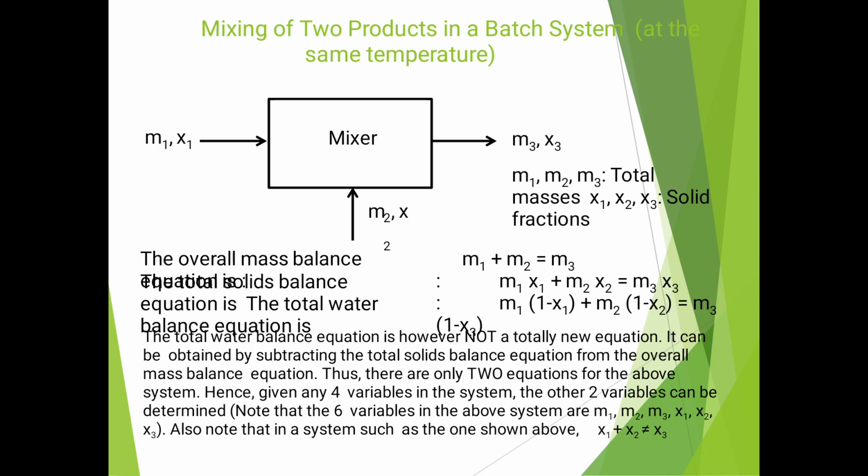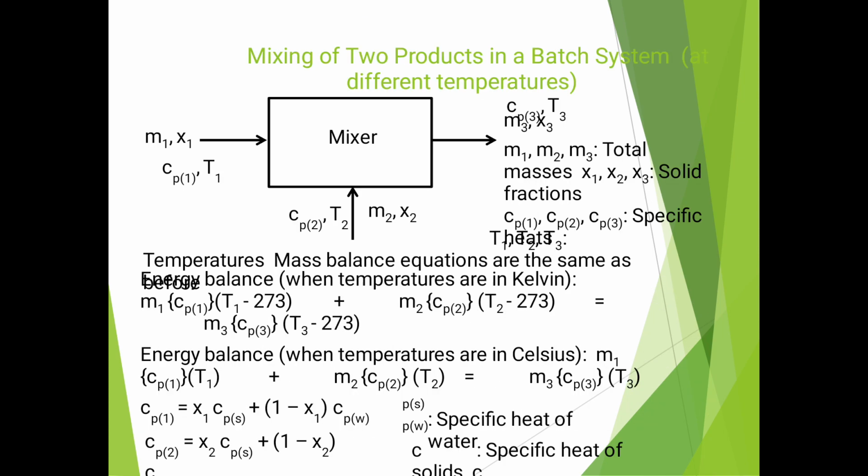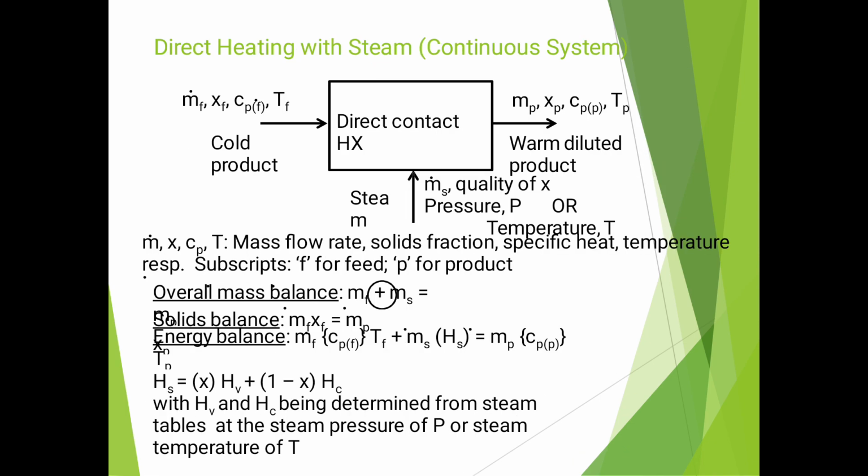Hence, given any four variables in the system, the other two variables can be determined. Note the six variables in the above system: M1, M2, M3, X1, X2, X3. Also, X1 plus X2 is not equal to X3. For two different products, the specific heat of the product will vary. After mixing, the specific heat of product 3 will be changing.